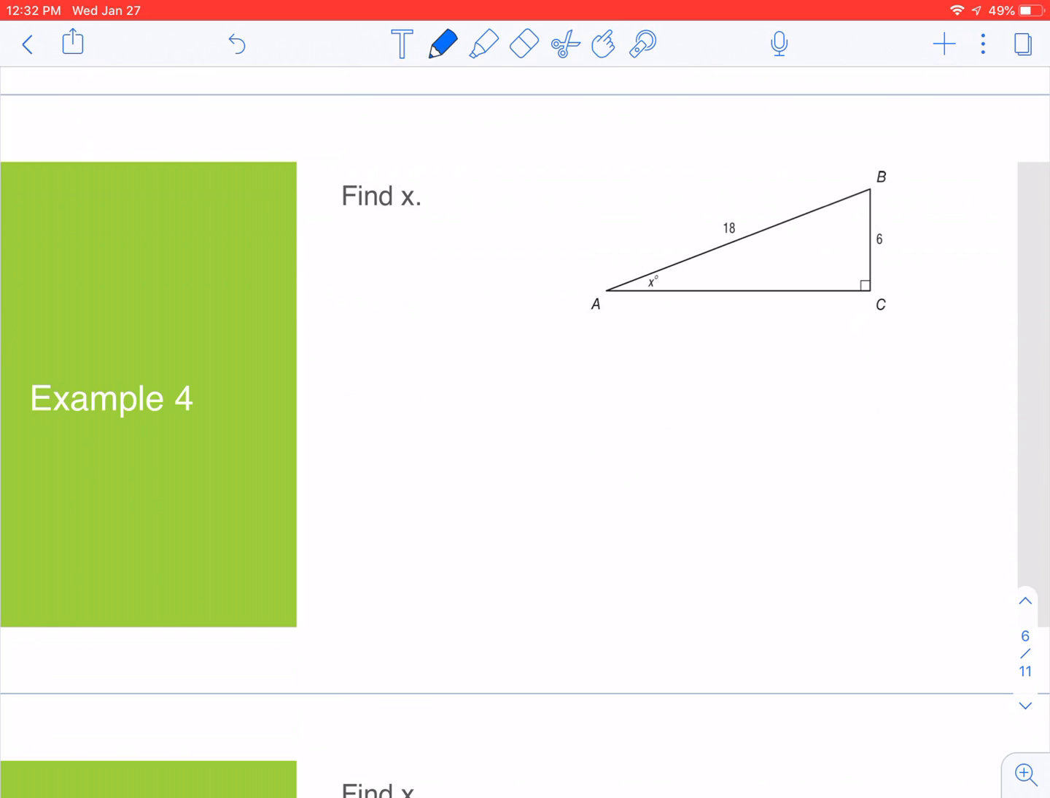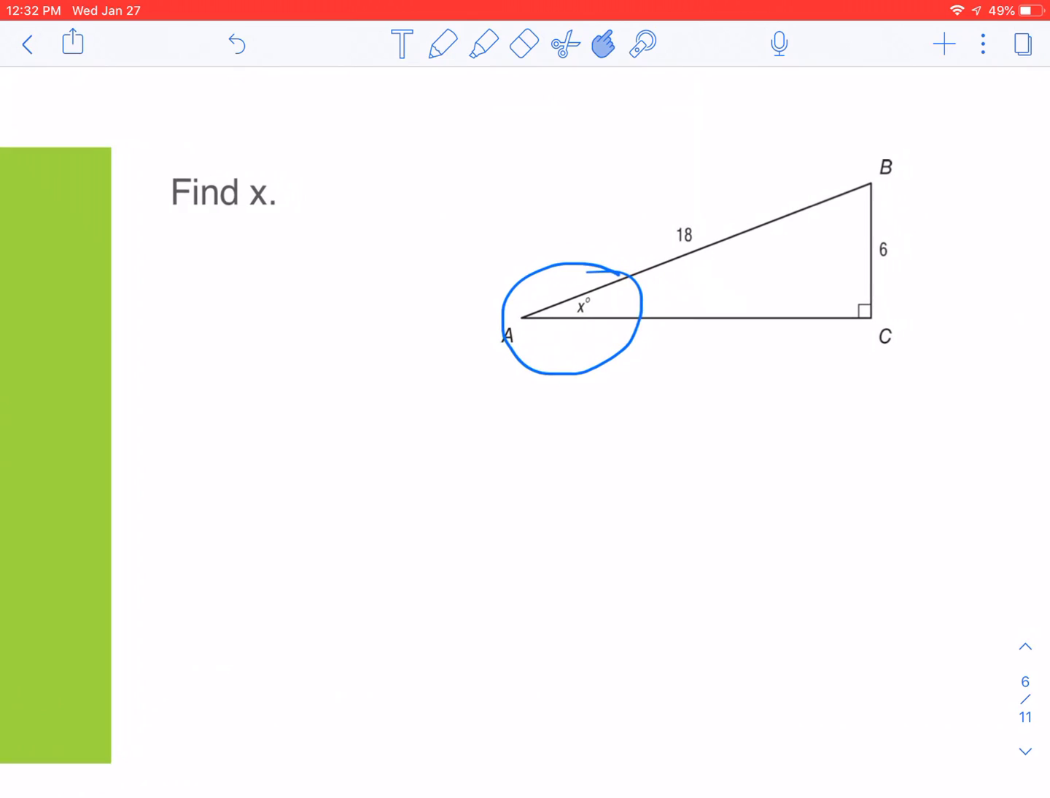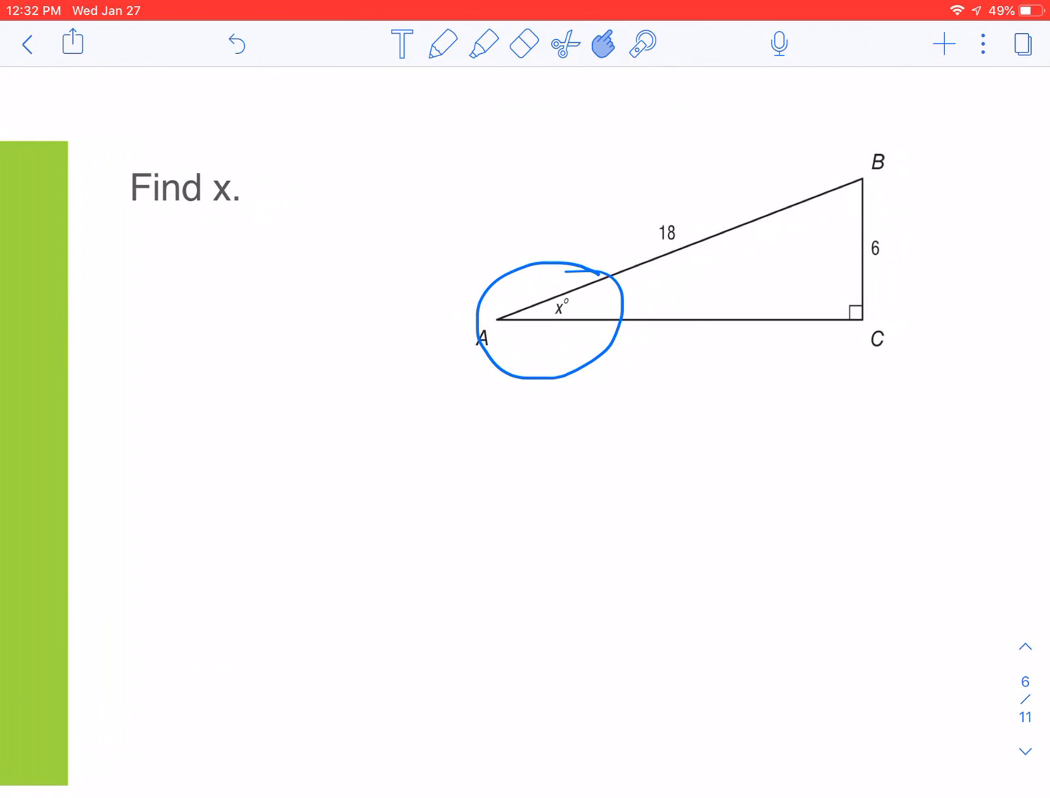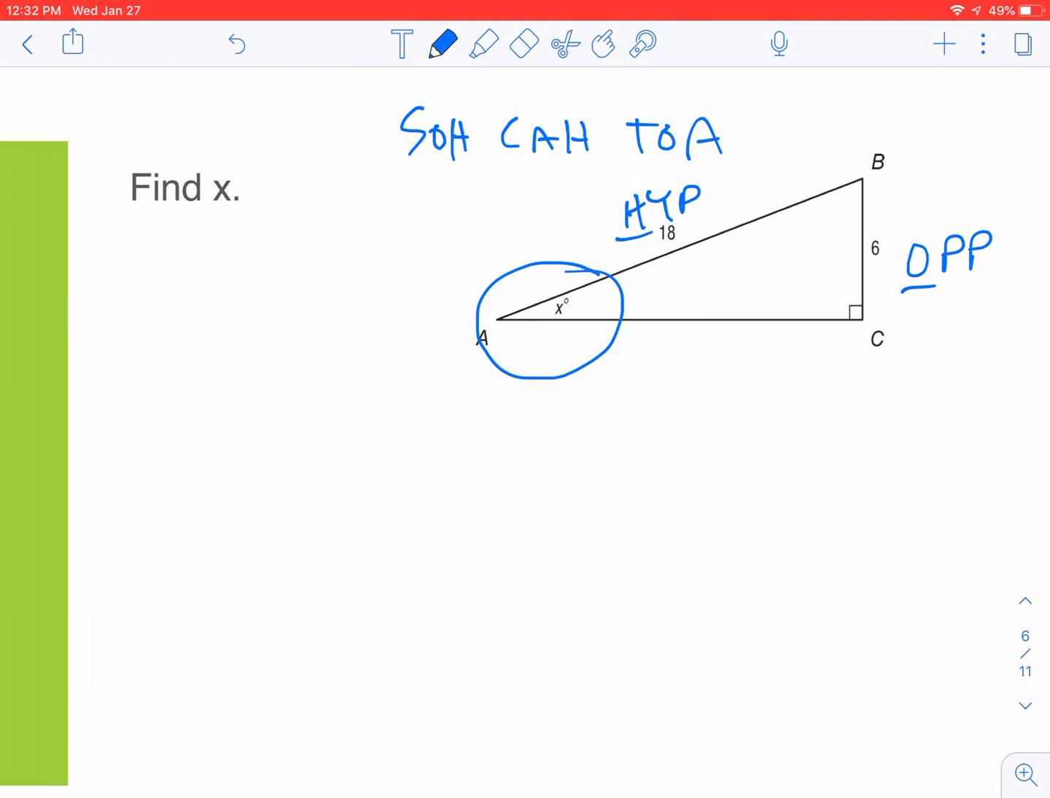So, find x. We're going to start with x like we always do, or our angle, and we're going to label our sides. So, soh cah toa. All right, so we're going to start with x. We're going to label our sides. This is opposite, and this is hypotenuse. What's O and H? It is sine. So the sine of x equals the opposite, which is 6, divided by 18, which is the hypotenuse.